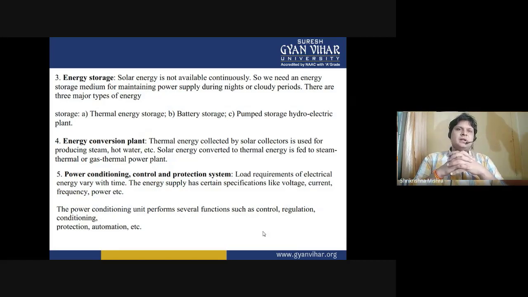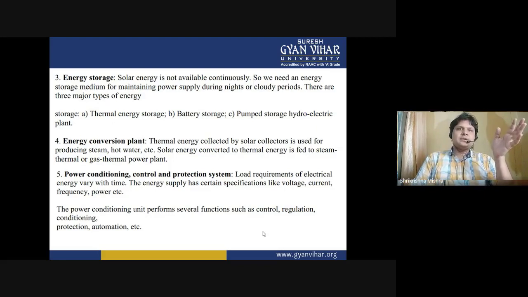The fourth thing you will need is the energy conversion plant. Thermal energy collected by the solar collector is used for producing steam, hot water or something else. The solar energy converted to thermal energy is fed to a steam thermal or gas thermal power plant. So you will need a plant focused on energy conversion, either to electricity or some other means.